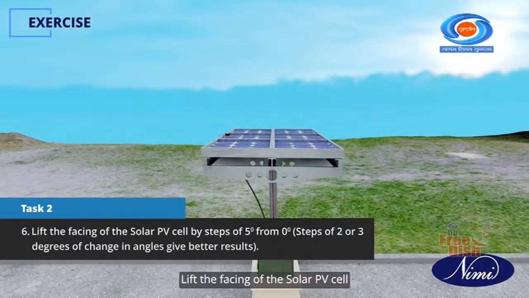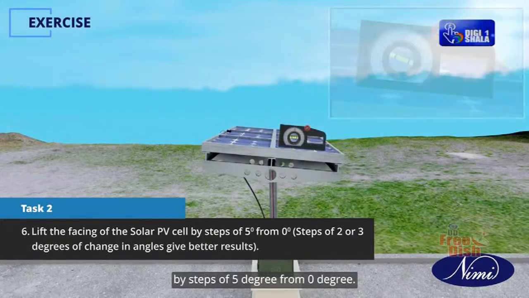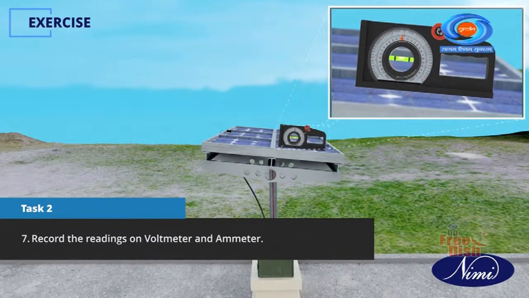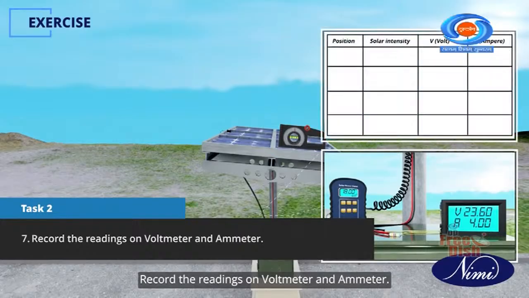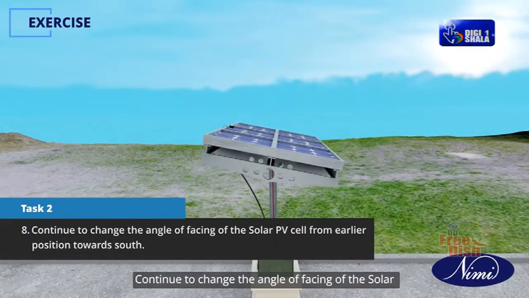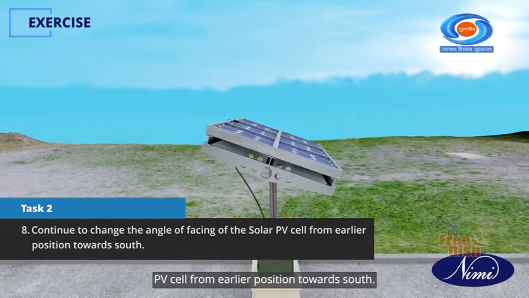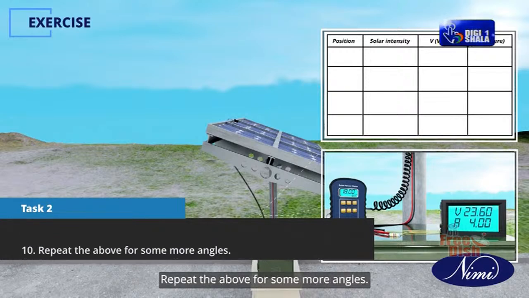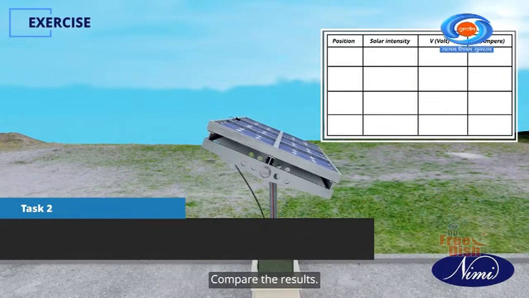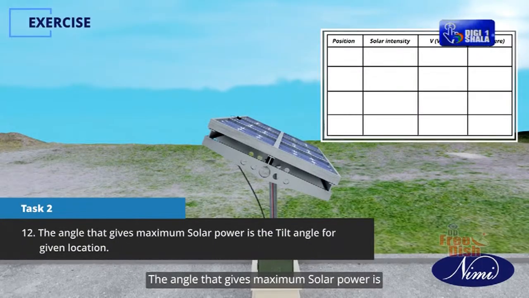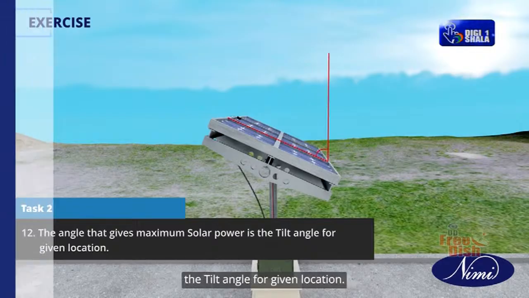Lift the facing of the solar PV cell in steps of 5 degrees from 0 degrees. Record the readings on the voltmeter and ammeter. Continue to change the angle of facing of the solar PV cell from the earlier position towards the south. Record the readings on the voltmeter and ammeter. Repeat the above for some more angles. Compare the results. The angle that gives maximum solar power is the tilt angle for the given location.